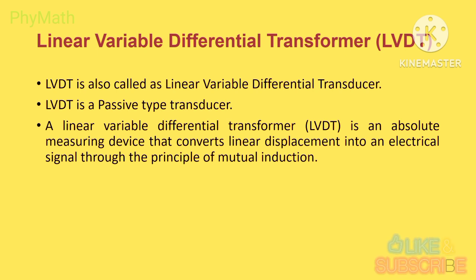Now LVDT is an absolute measuring device that converts linear displacement into an electrical signal through the principle of mutual induction. Means the input physical quantity for the LVDT is the displacement, and this displacement will be converted into an electrical signal by using the principle of mutual induction. The output of your LVDT will be an electrical signal.